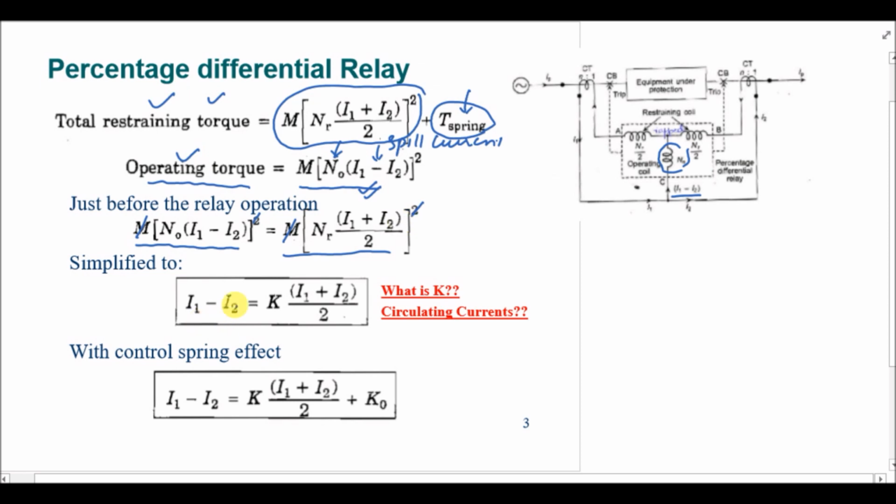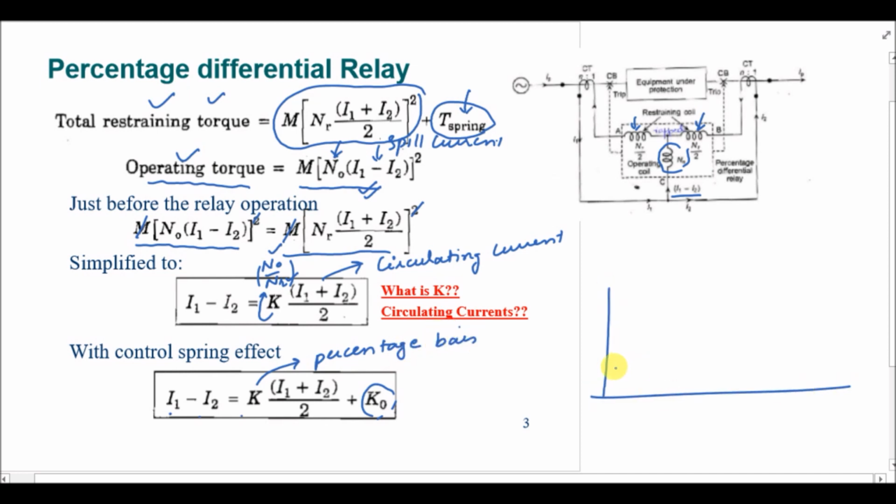So I1 minus I2 will be equal to n naught over nr into (I1 plus I2) over 2. This K represents the ratio of operating coil turns to the restraining coil turns. This is known as the circulating current that is passing through the restraining coil, right? So I1 minus I2 is equal to K (I1 plus I2) over 2 plus K2. This K is also known as percentage bias.